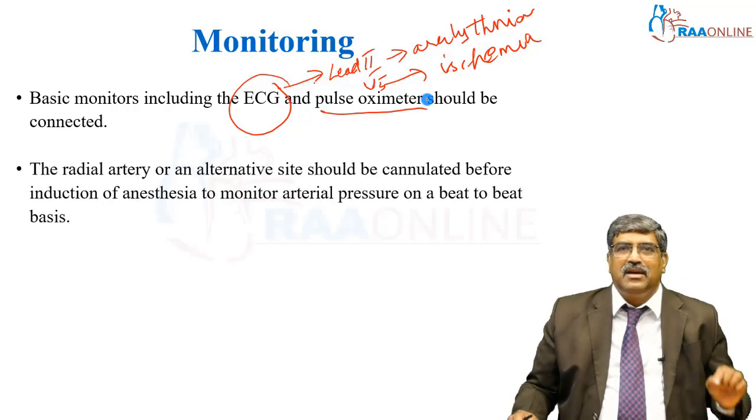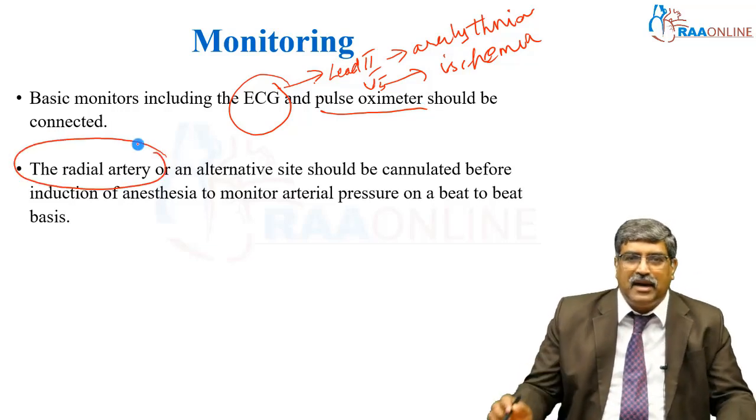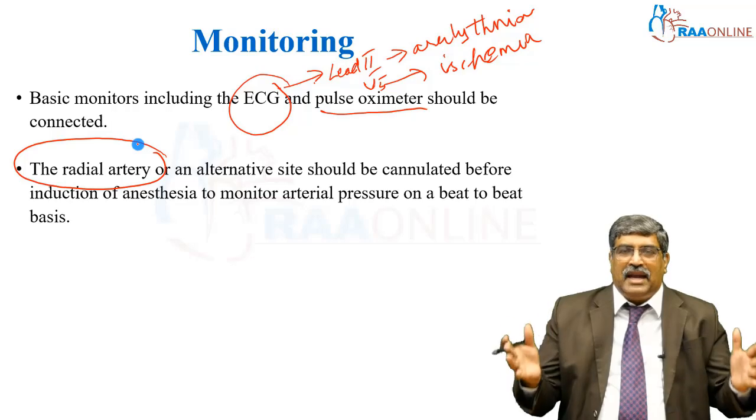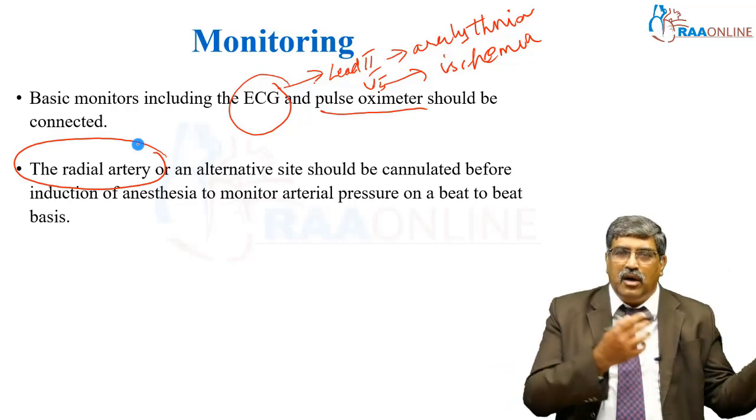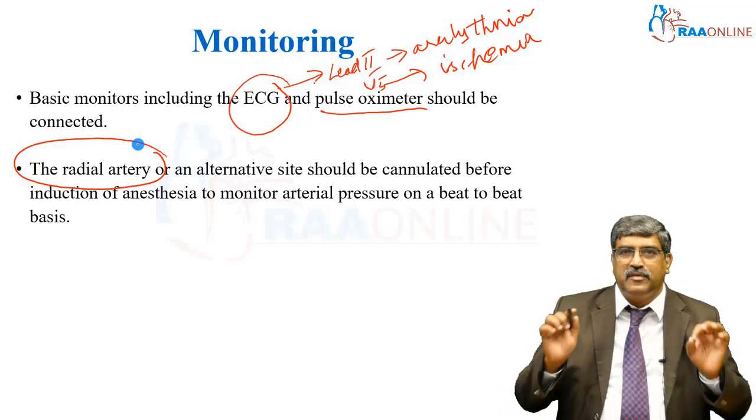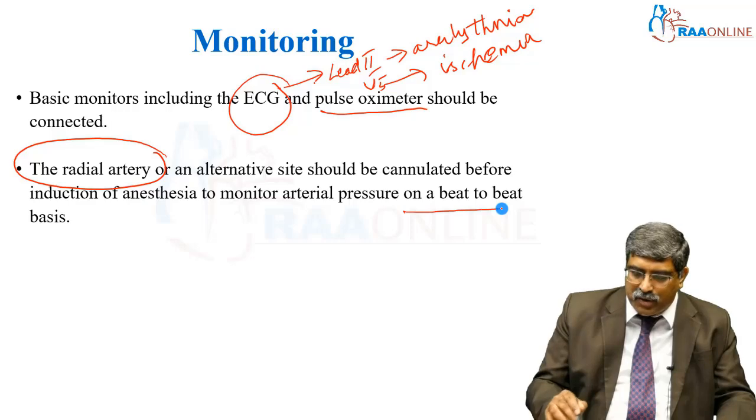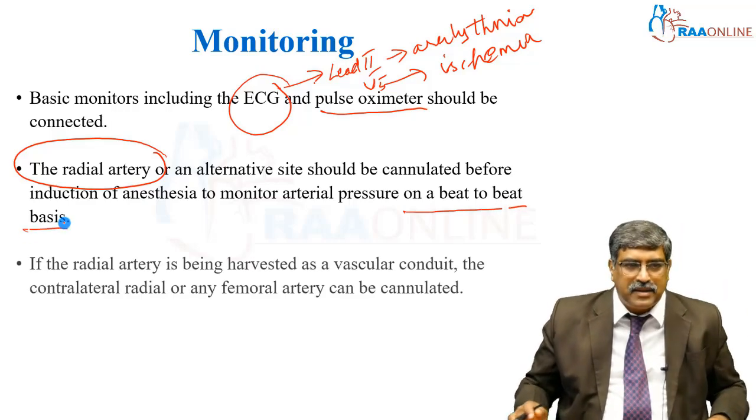Next comes the invasive artery line. Usually it is the radial artery. If the Allen's test is negative or the collateral circulation is not good, you go for an alternative site for radial artery cannulation. That is very, very important. Your beat to beat analysis of arterial pressure is very important in cardiac surgery.